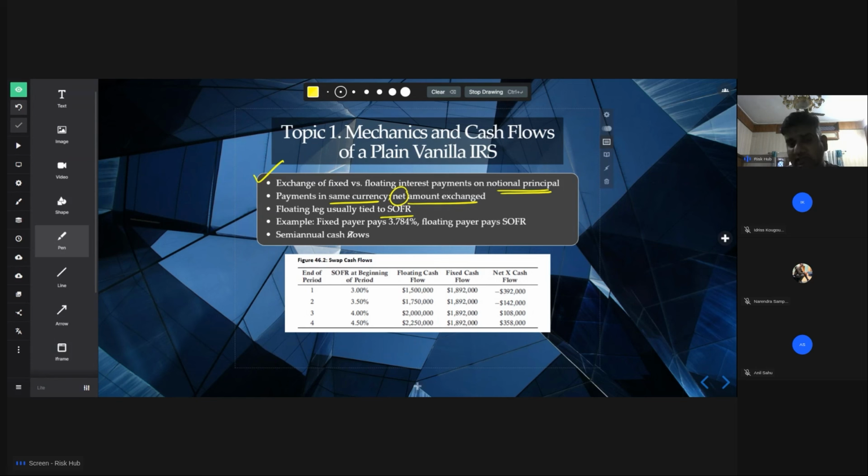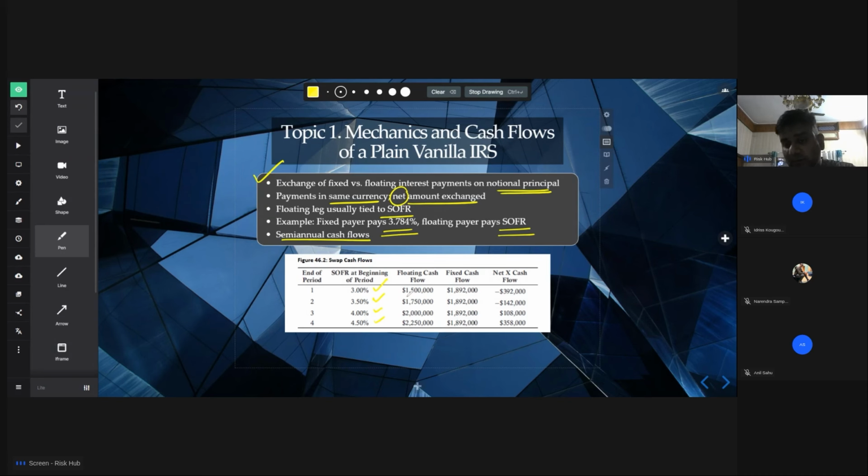The example here might be that the fixed leg pays 3.784% and the floating leg pays SOFR, and then they will explain. Normally the cash flows are semi-annual. So these are the different cash flows they have given: the first period the cash flow might be this, the second period the cash flow might be this. SOFR might change, because SOFR is not fixed. One is a fixed cash payer, and the other depends on the floating rate. And since the floating rate is tied to SOFR, it changes with time.